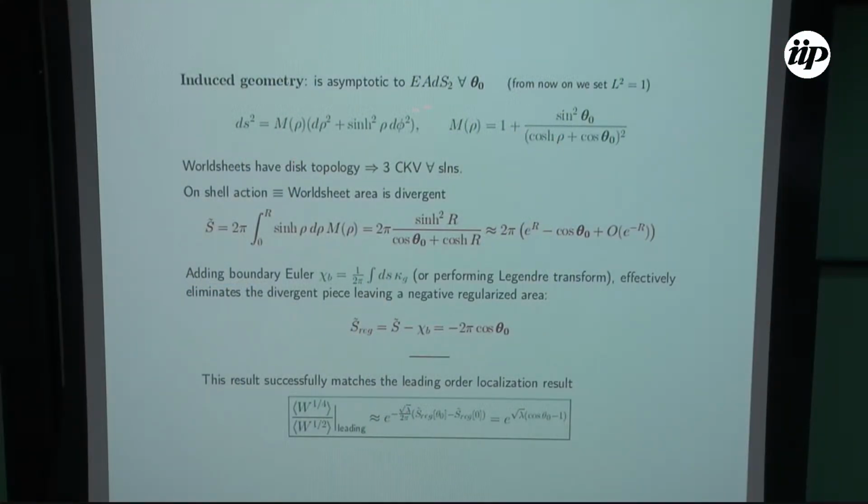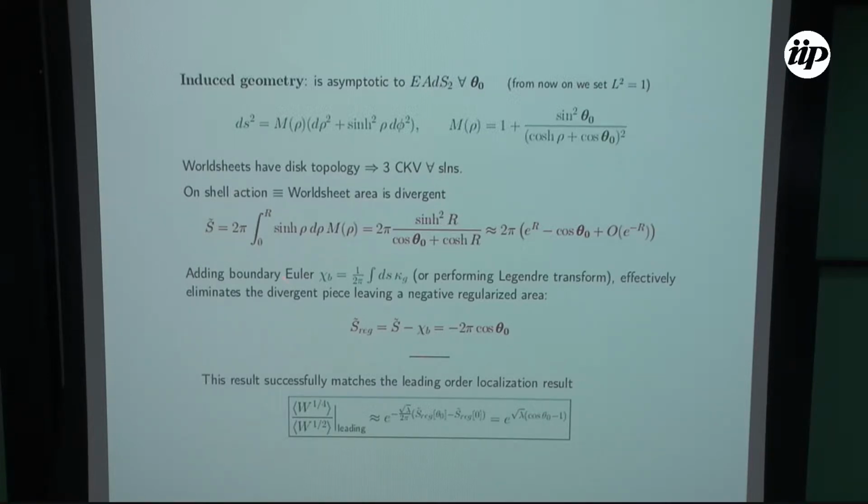The geometries we are obtaining, which are smooth disk-like geometries, one can explicitly see that this has 3 conformal Killing vectors. In the case of theta 0 equal to 0, these 3 conformal Killing vectors are just the 3 isometries of AdS2, so in particular in that case they are Killing vectors.